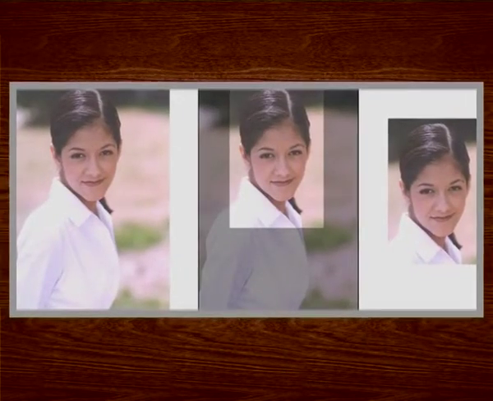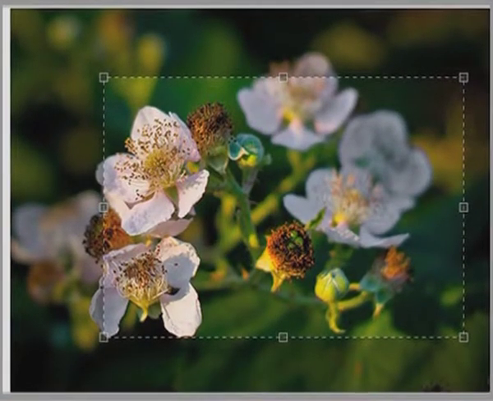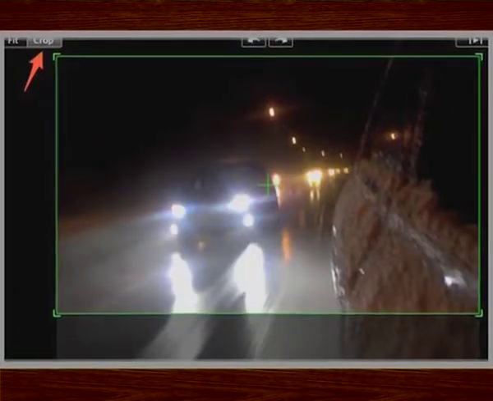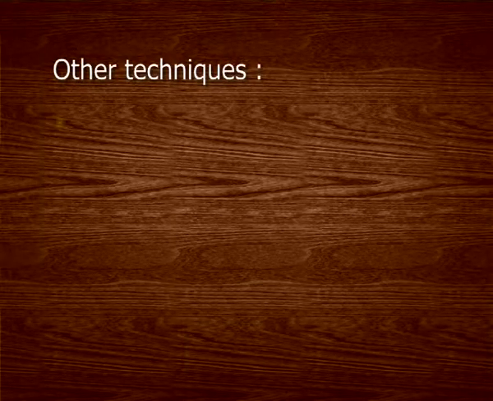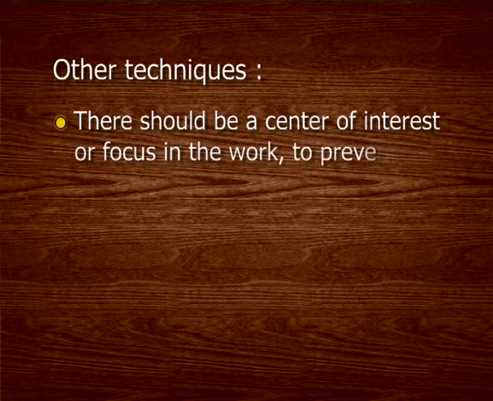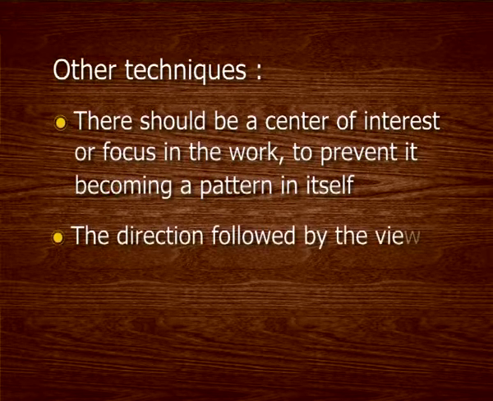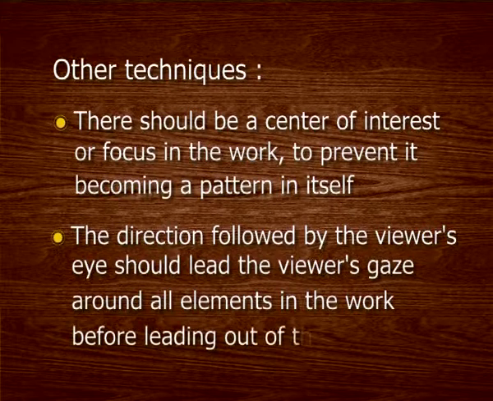At times, a photo lacks impact because the main subject is so small that it gets lost among the clutter of its background or surroundings. By cropping tight around the subject, a photographer can eliminate background noise by ensuring the subject gets the viewer's undivided attention. Other techniques: there should be a center of interest or focus in the work to prevent it becoming a pattern in itself. The direction followed by the viewer's eye should lead the viewer's gaze around all elements in the work before leading out of the picture.